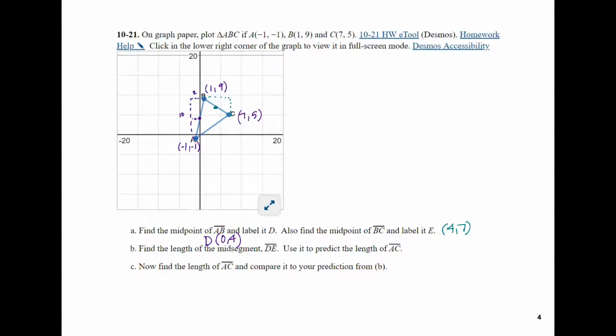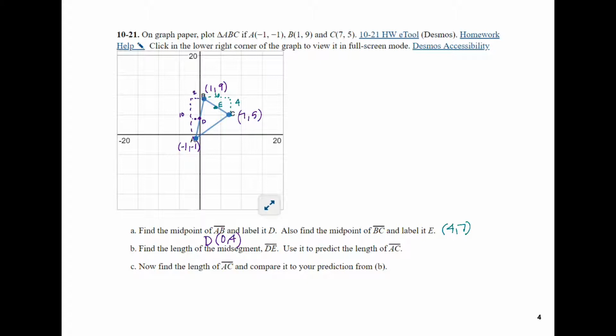Again, to go from 1 to 7, you go 6 units. 5 to 9 is 4 units. Half of 6 is 3 units over, so 3 units to the right of 1 would be 4. And then up 2 units would be 7. Find the length of the mid-segment DE. Remember, this is point E, and the point we labeled over here was D.